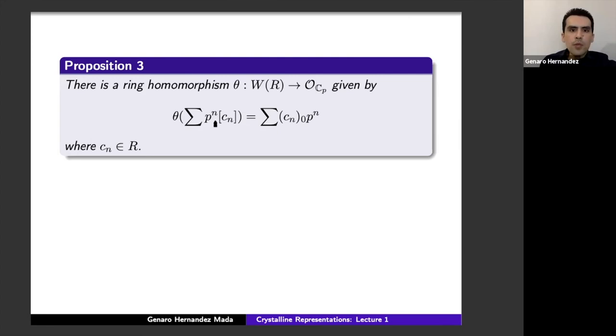We can define a ring homomorphism that I'm calling theta from the ring of Witt vectors to the ring of integers of Cp. In this way. So I'm just taking the zeroth part of the xn in here. That's what I'm denoting here. Maybe that's not the best notation.